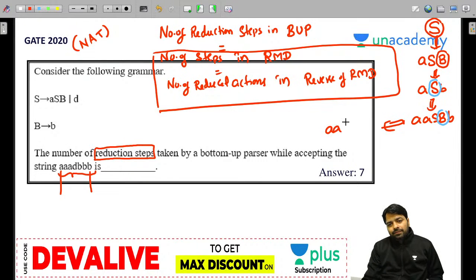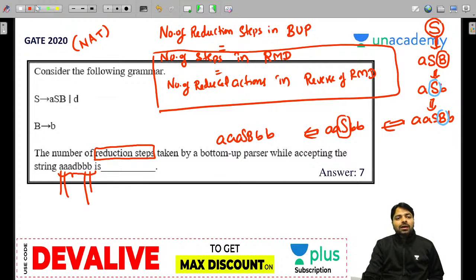So you will have this one. And we got 1A, 1B. Now one more A, one more B required. So again we will substitute this S with double A, double B already there. S we substitute with A, S, capital B. Now again we apply rightmost derivation.